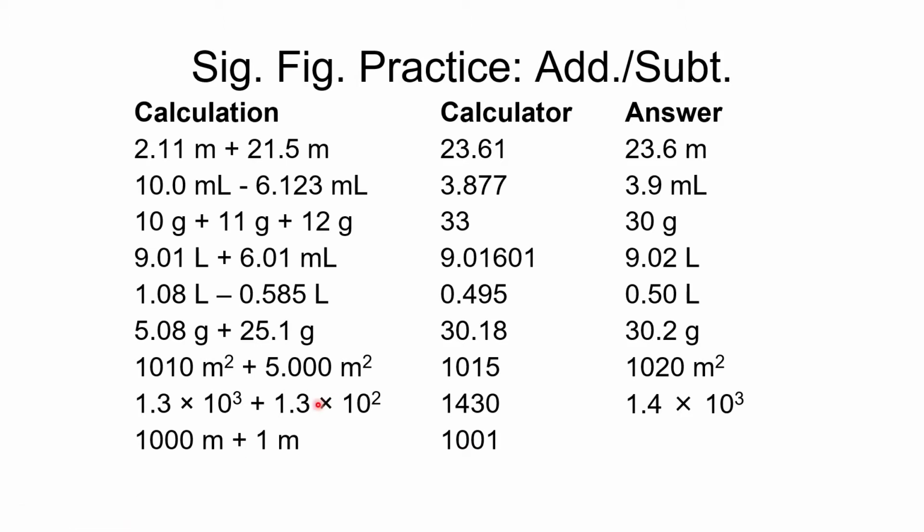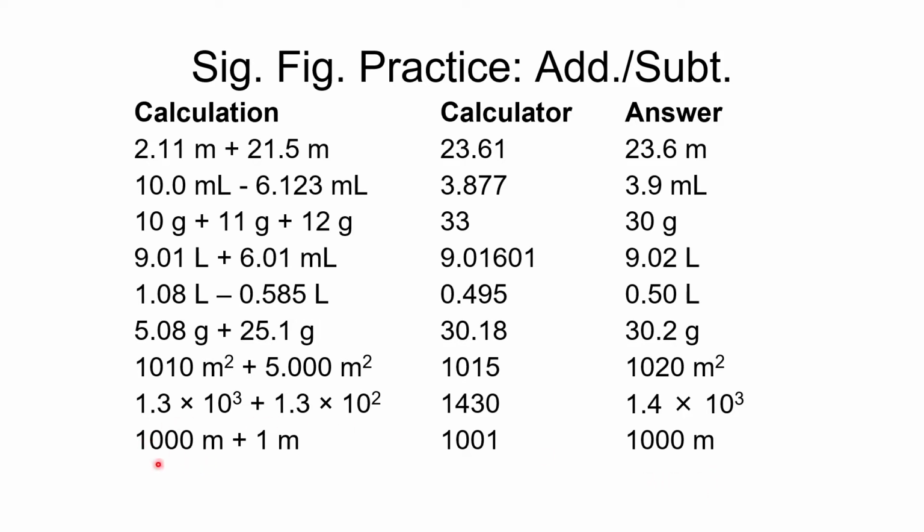But when we look here, our last significant figure in this 1,000 is in the thousands place. Our last significant figure here is in the ones place. So we need to round this to the one that is the least to the right, and that is going to be the thousands place. So this will simply become 1,000.